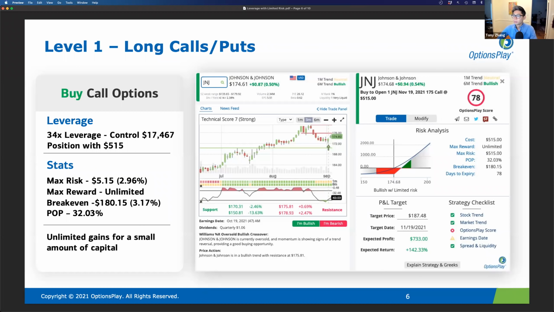Should a condor be made with all calls? No, I generally tend to find that condors are really the true neutral strategy, and those should be an iron condor. Puts on the downside, calls on the upside.